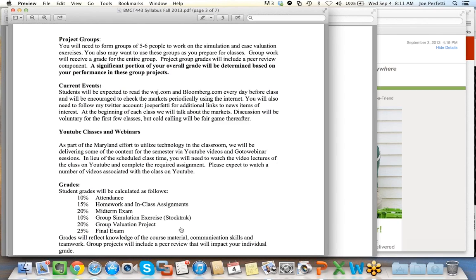The other thing that is going to be key to this class is paying attention to current events. I would recommend scanning the wallstreetjournal.com every day before class because we'll be talking about some of the issues in class, and bloomberg.com. Not recommending paying for wallstreetjournal.com. You can just scan the headlines, but bloomberg.com is also a free site and probably has just as good of business information as the Wall Street Journal. And at the beginning of many classes, we'll talk about some of the current events.